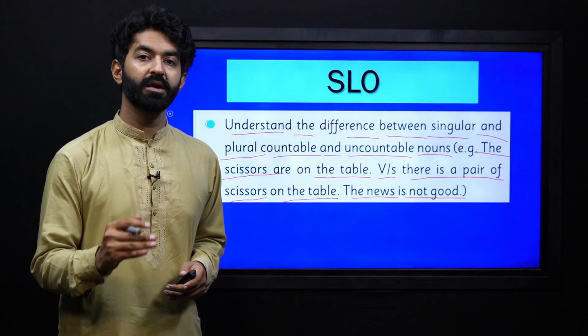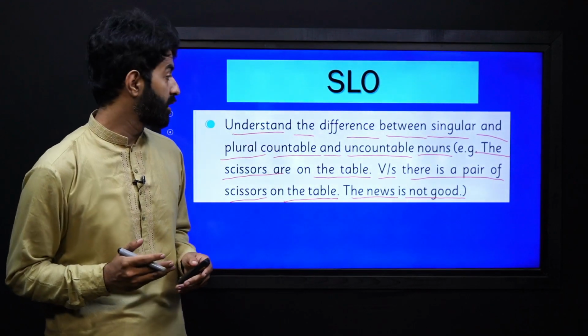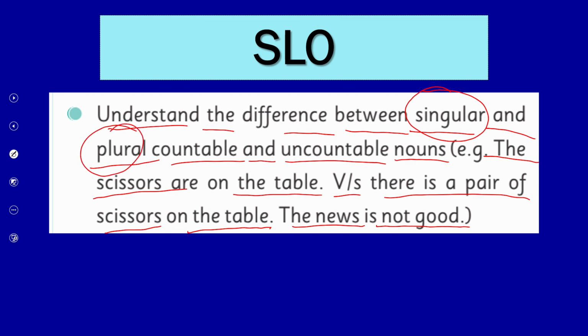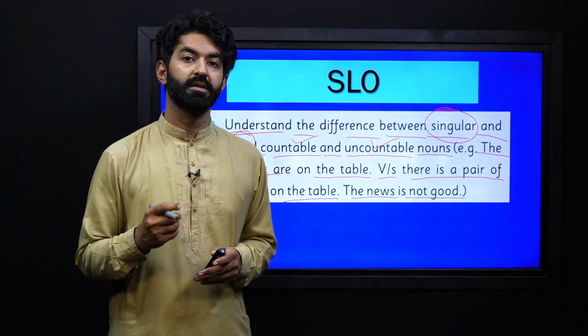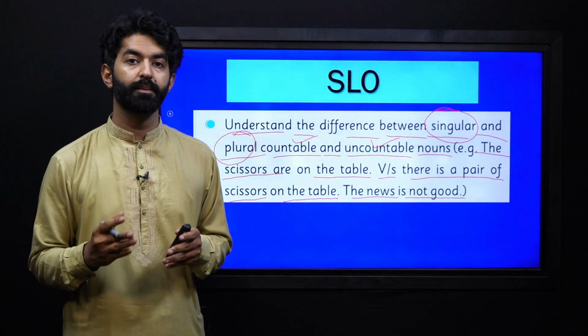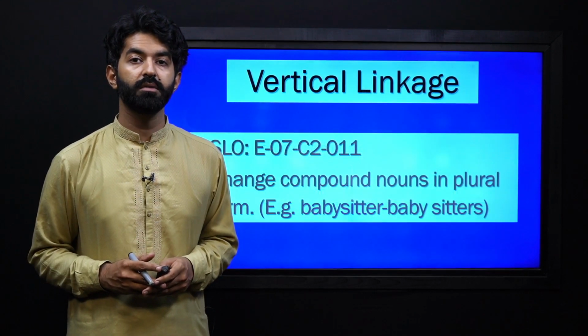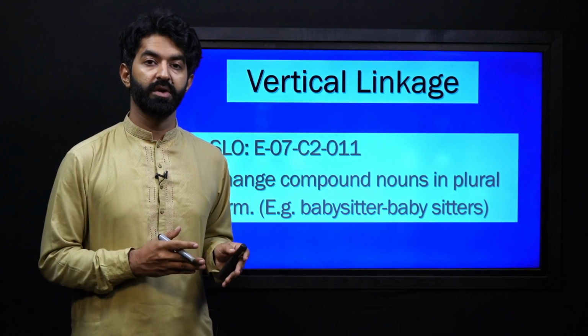So first, let's break down our SLO and understand what we are going to study and learn. We will be learning about the difference between singular and plural, countable and uncountable nouns, and some examples are given that you can read and understand what kind of examples we will be dealing with. So this was our students' learning outcome. Now here is a vertical linkage of this SLO with the previous one.